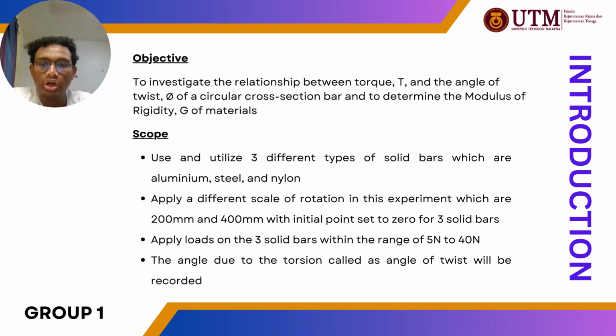Then the scope. In this experiment, we use three different types of solid bars, which are aluminum, steel and nylon. Then we apply different scales of rotation, which are 200 millimeters and 400 millimeters, with the initial point set to 0 for the three solid bars. Then we apply loads on the three solid bars within the range of 5 Newton to 40 Newton, and the last one, the angle due to the torsion, called the angle of twist, will be recorded.